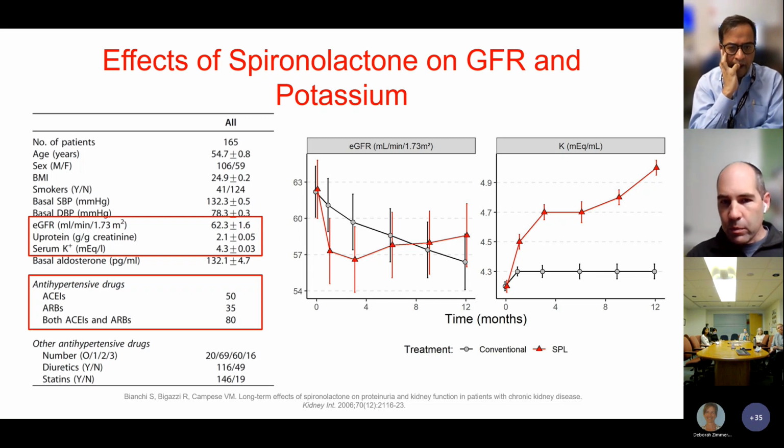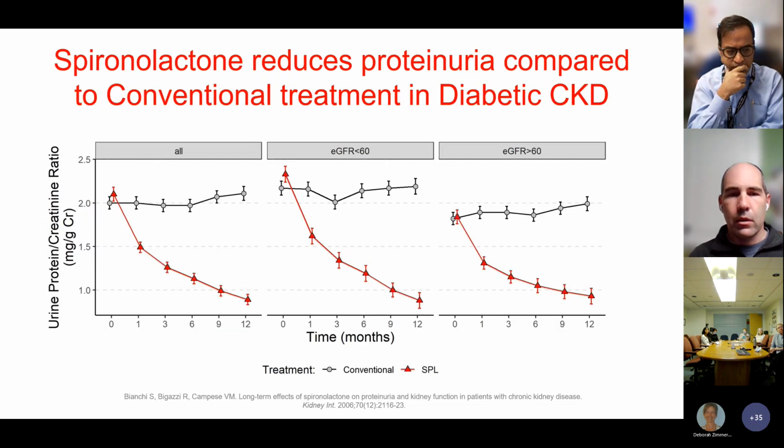And of course, as you'd expect in the spironolactone group, you see an increase in potassium. So this is a pretty pronounced increase in potassium in this group. So 4.3 up to 4.9 or even higher. So this is showing that it's working, it's doing what we're wanting it to do, but obviously we've got to watch this. And the conventional group really didn't see any change in potassium. And the most pronounced part of this is that proteinuria, focused on the left panel first, decreased tremendously in the spironolactone group, but in the conventional treatment arm, there was really no change.